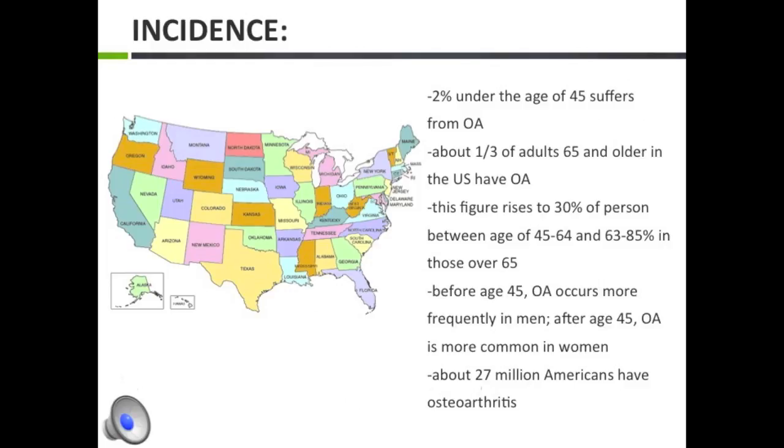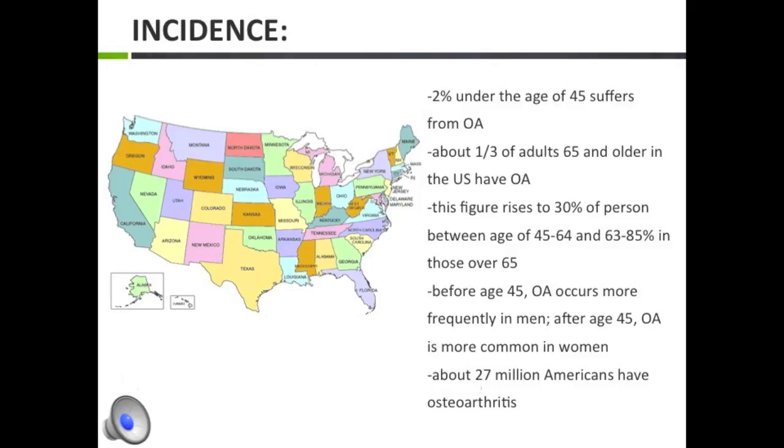OA is one of the most common causes of disability due to limitations of joint movement and is most common in people over 50 years of age. It is estimated that 2% of the U.S. population under the age of 45 suffer from osteoarthritis, and it increases to 30% as the population reaches the age of 45 to 64. This percentage continues to rise to 63 to 85% in those over 65 years old.